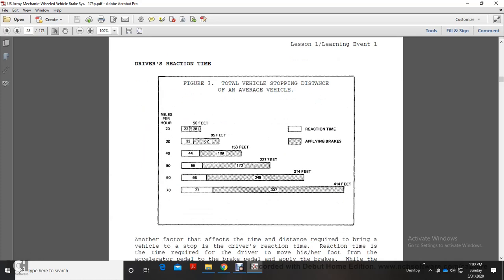Figure 3, total vehicle stopping distance. White is reaction time, shaded is applying brakes, and it shows the distance in feet at miles per hour.